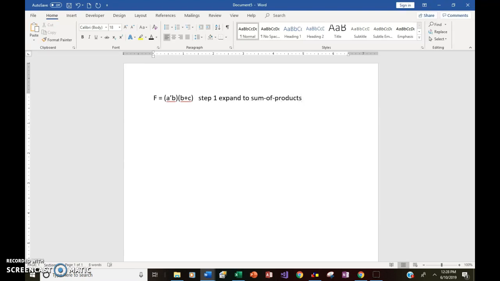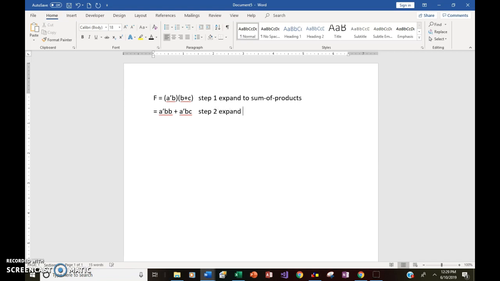expand to sum of products. We do that by distributing the complement of A times B across B and C. So we're going to just distribute that term: A prime B times B plus A prime B times C. Now you have the sum right here, the addition of the products. These are your two products. Now the next step is to create the sum of minterms.